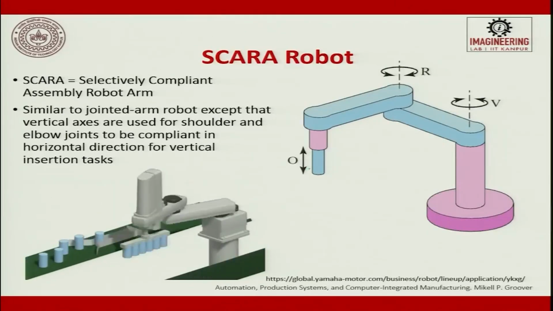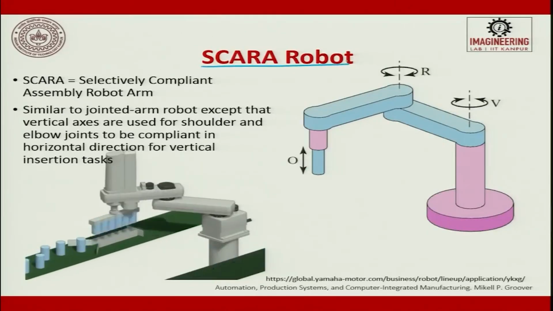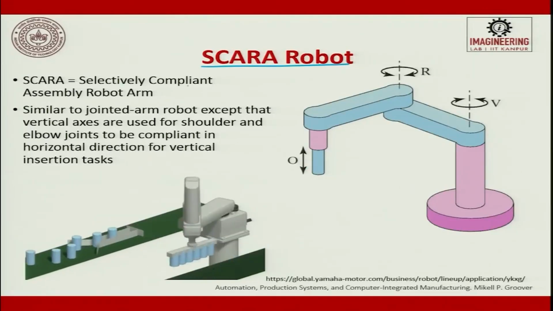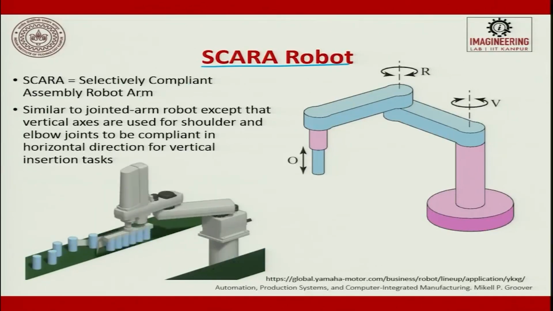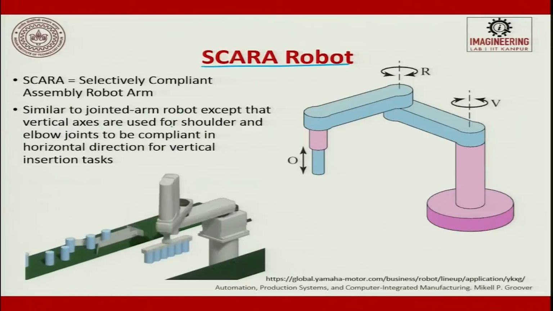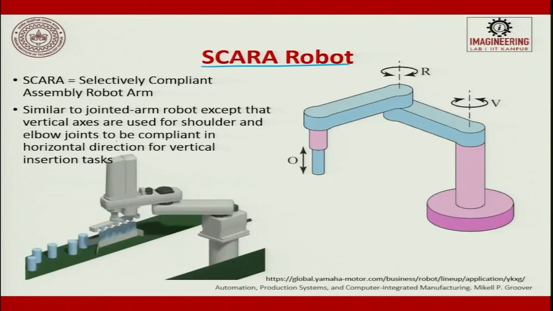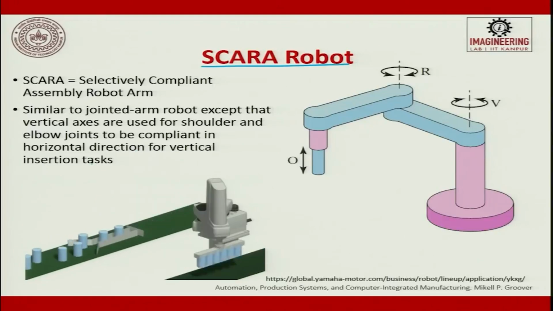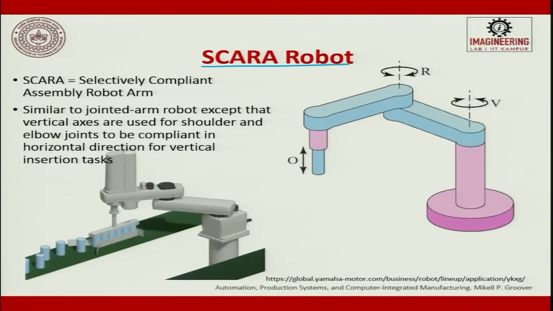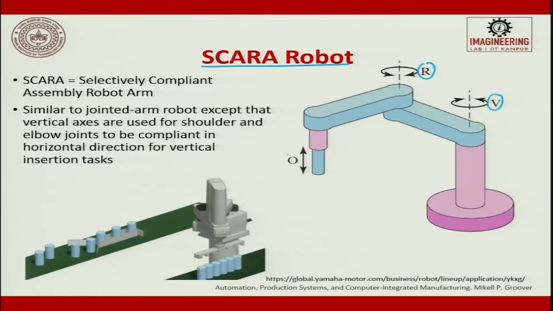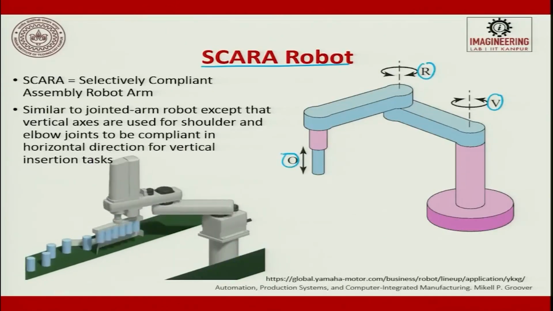The next one I was explaining to you is SCARA robo, which is very commonly used. SCARA robo stands for selectively compliance assembly robo arm. It is similar to the joint robo arm, except that the vertical axes are used for shoulder and elbow joints to be compliant in the horizontal direction for vertical insertion. This is the only change here as compared to the previous one. So, you will have a V joint, an R joint and an O joint. Let us see what these V, O are.